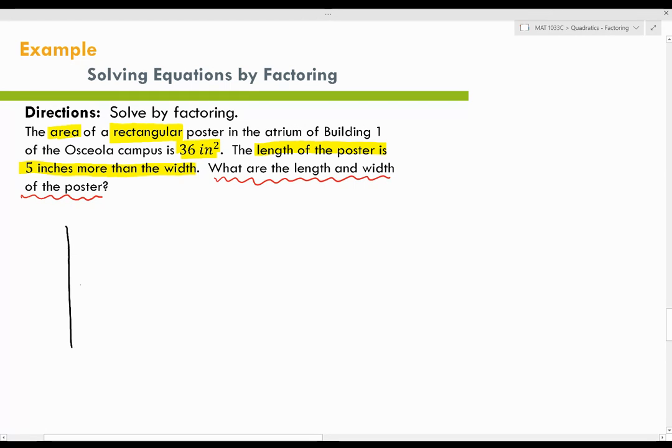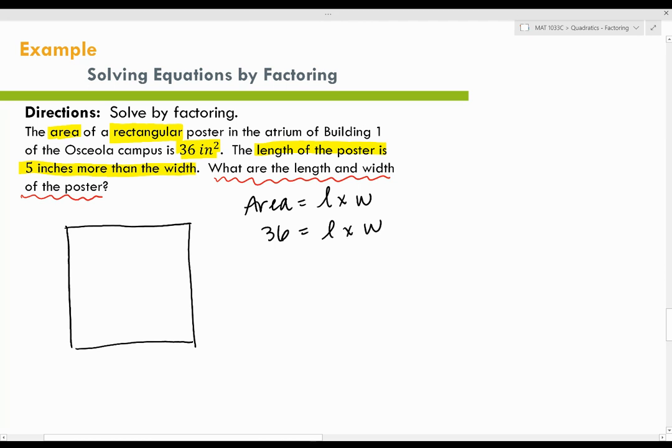So we have this poster, that's a rectangle. And what we know about a rectangle is that opposite sides are equivalent. We also know that we have the area. So anytime we have the area of a rectangle, the way that we find that is length times width. And we know that the area of this poster is 36.